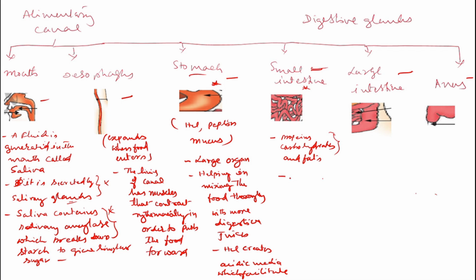The inner lining of the small intestine has numerous finger-like projections called villi. So this is also important. They may ask the question, why is a villi-like projection required? Because it increases the surface area. So due to this increased surface area, absorption is good.